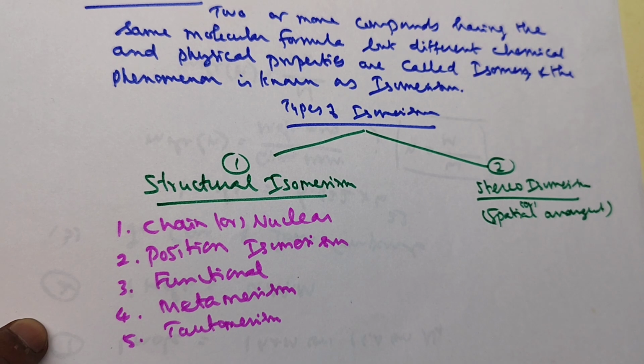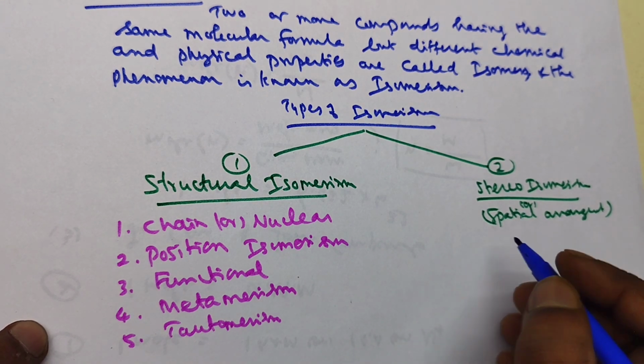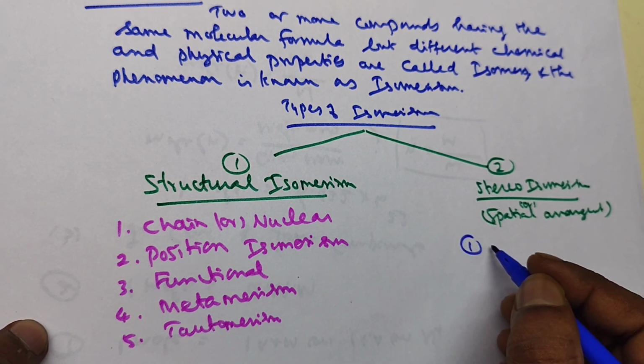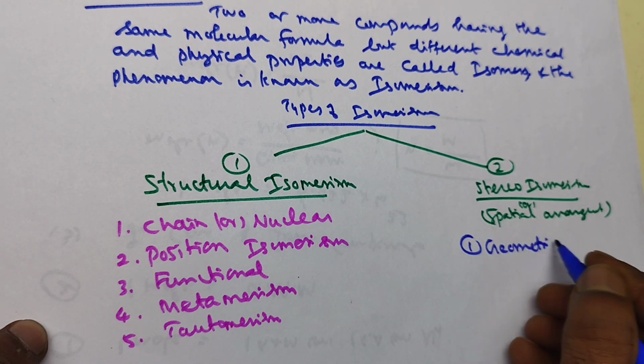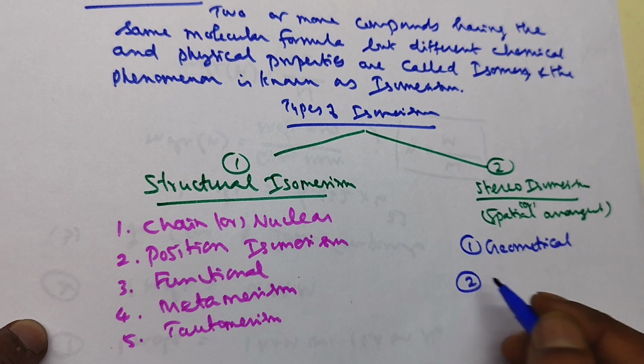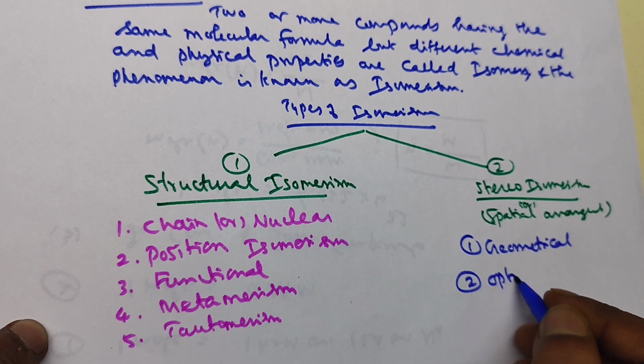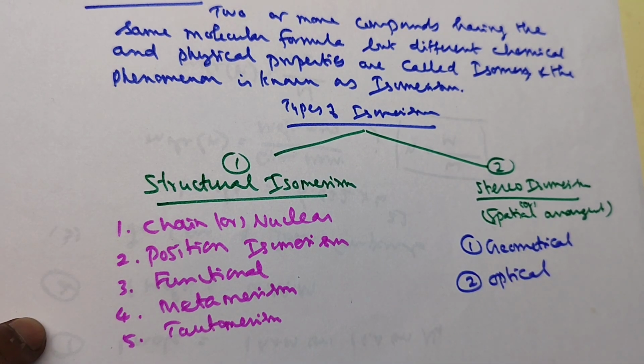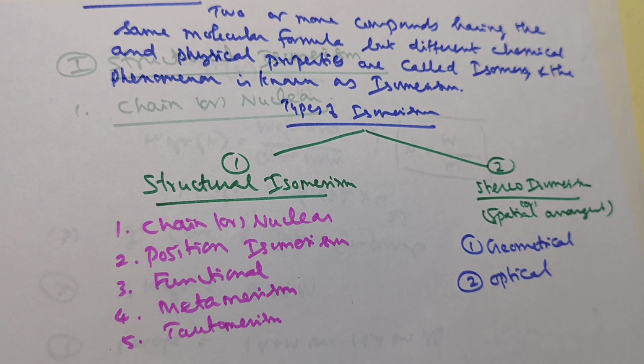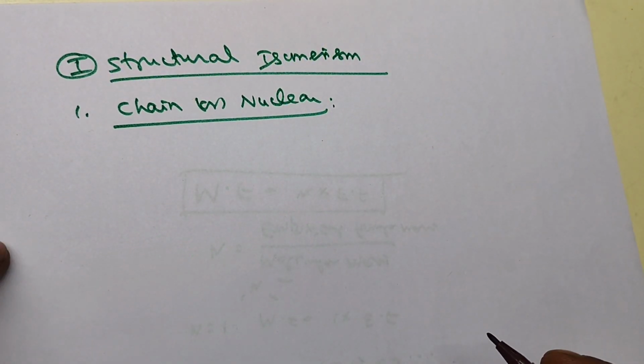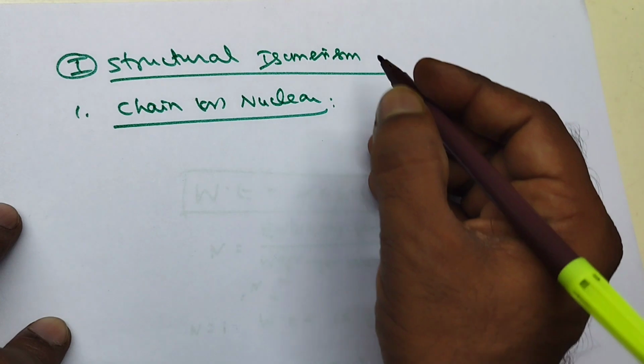But in the case of stereoisomerism, we have only two types. One is geometrical isomerism. The second one is optical isomerism. So let us discuss one by one. Let us discuss structural isomerism. First we will define what is meant by structural isomerism.